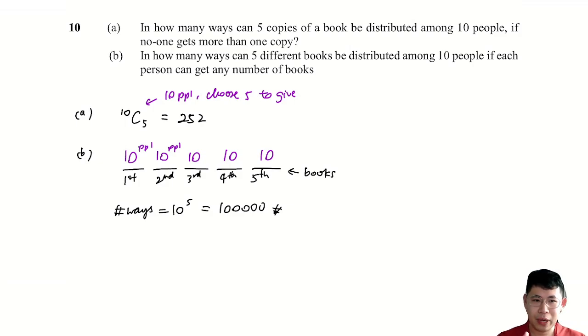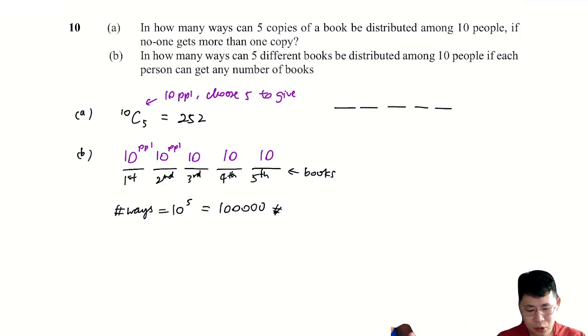So this works when we can do repetition, when each person can get any number of books. It's like there's a repetition going on. Or the same collection can be considered within this case and the next case, the different situations. So we will be using this way of counting, the multiplication principle, for this kind of case.